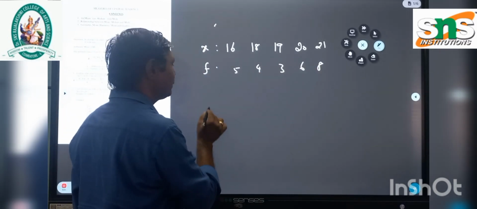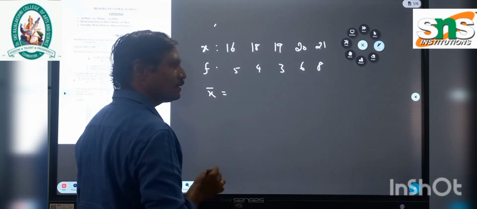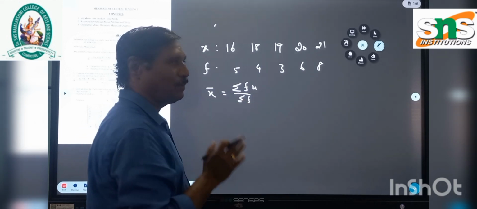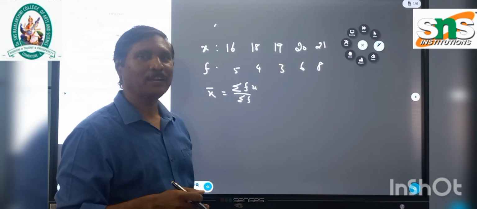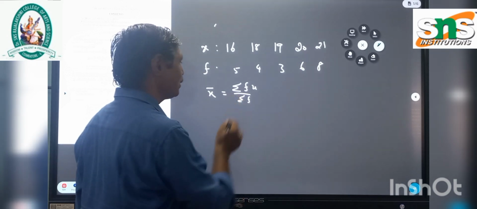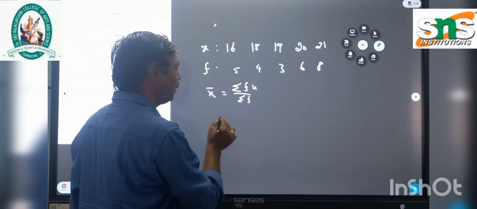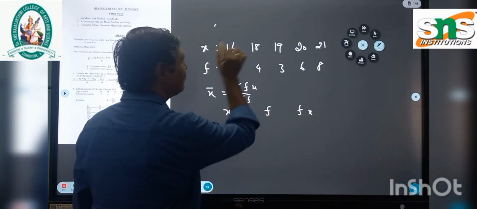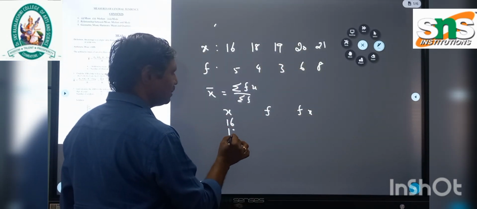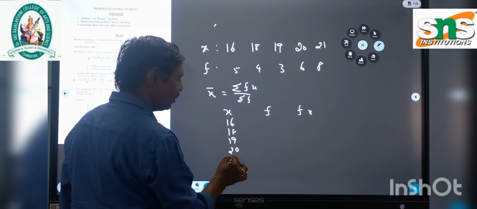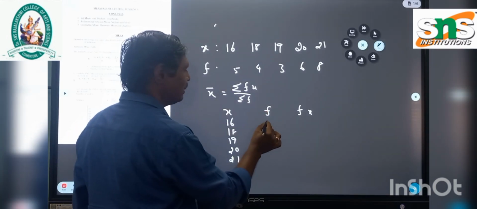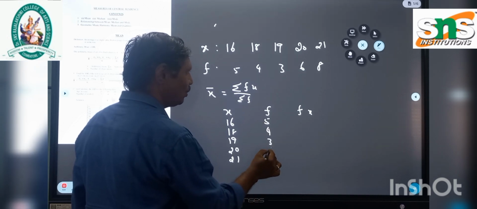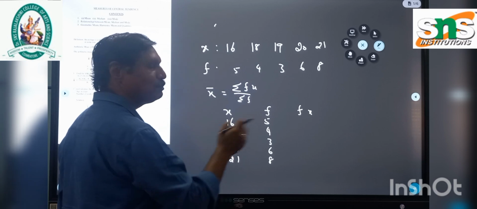So what is the average for a discrete series? It uses the formula x bar is equal to summation of fx divided by summation of f. That means the frequency multiplied by the data, divided by the total frequency. So using this we find the mean. First we take x and then f, then fx. So x is 16, 18, 19, 20 and then 21. F is the frequency: 16 is repeated 5 times, 18 is 4 times, 19 is 3 times, 20 is 6 times, 21 is 8 times. Then multiply these two, fx.